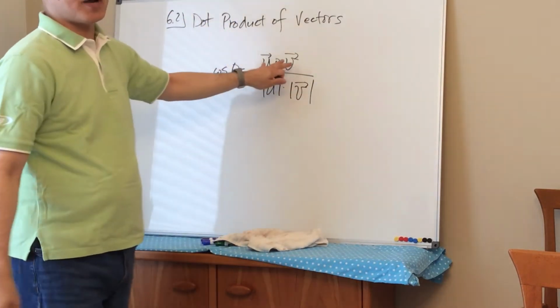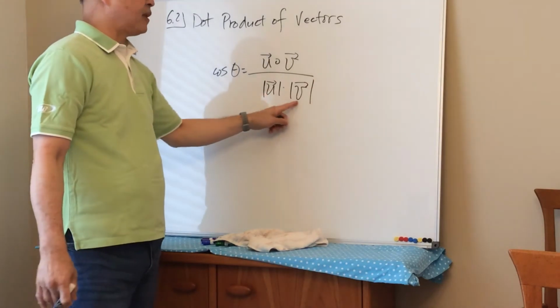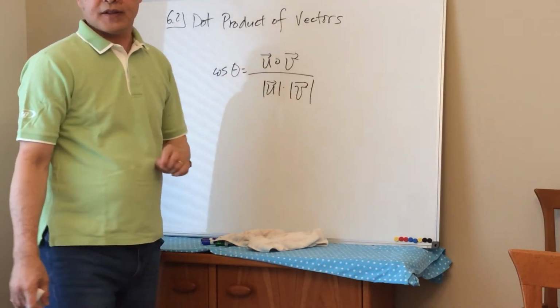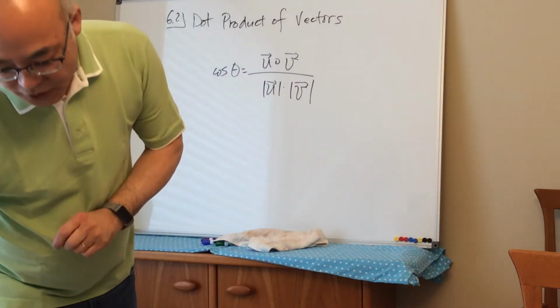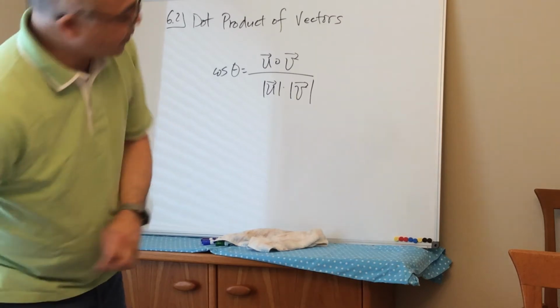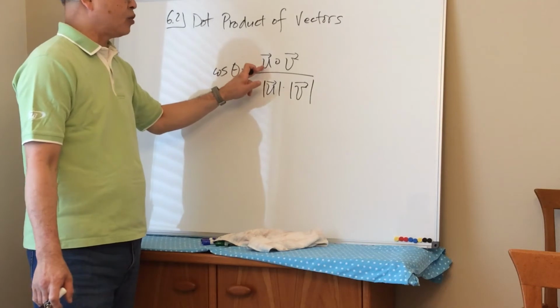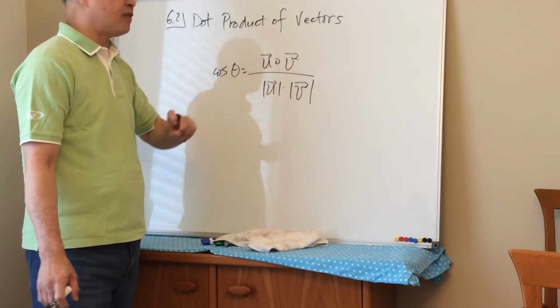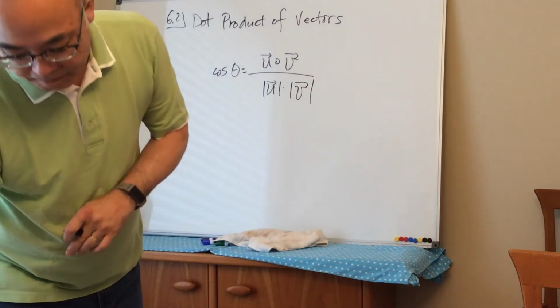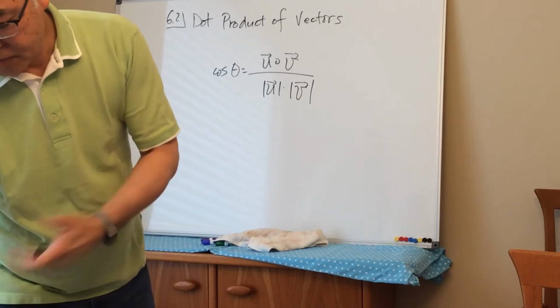Okay, so take the dot product divided by the two magnitudes. All right, that's what we're going to do. That gives me the cosine of the angle between the u vector and the v vector. Okay, so let's jump right in.